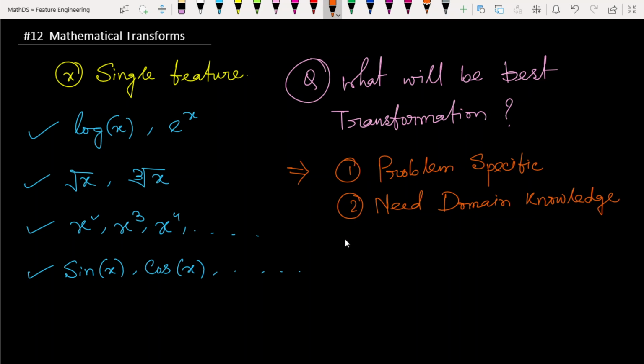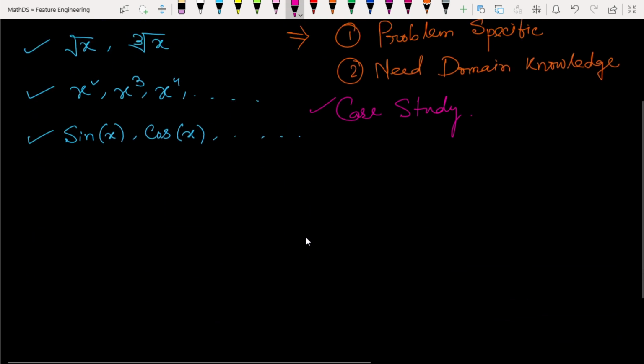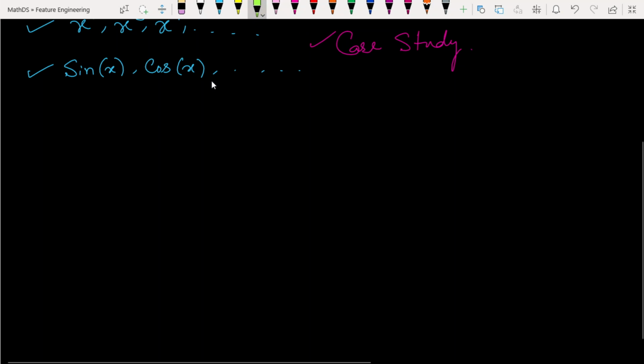We need domain knowledge. When we discuss various case studies, then we will see its application. Now let's try to understand through an example.